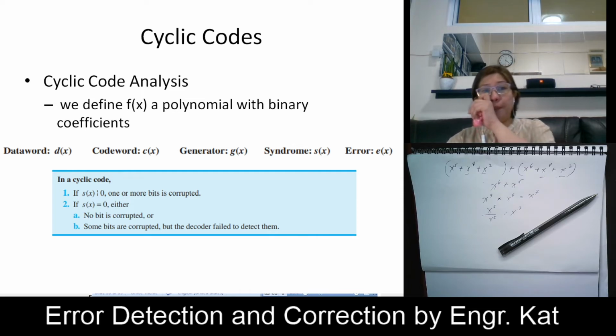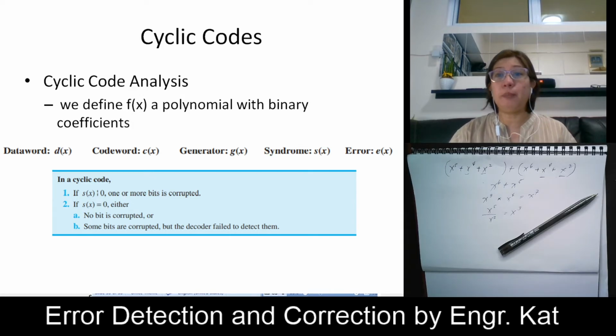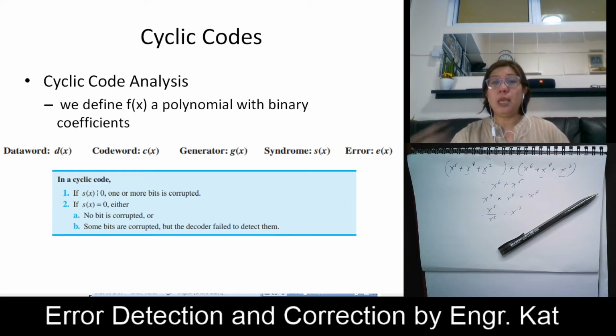Cyclic code analysis: we can analyze a cyclic code to find its capabilities by using polynomials. We define f of x, a polynomial with binary coefficients. So d of x is your data word, c of x is your code word, g of x is your generator, s of x is your syndrome, and finally we have the error, which is e of x.